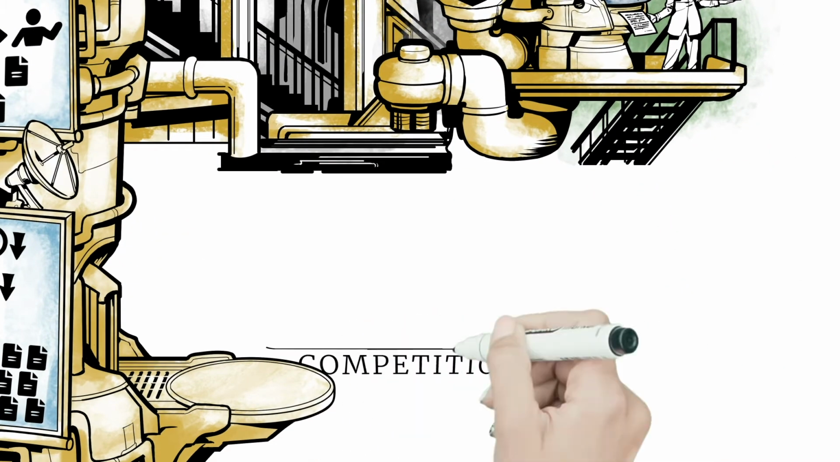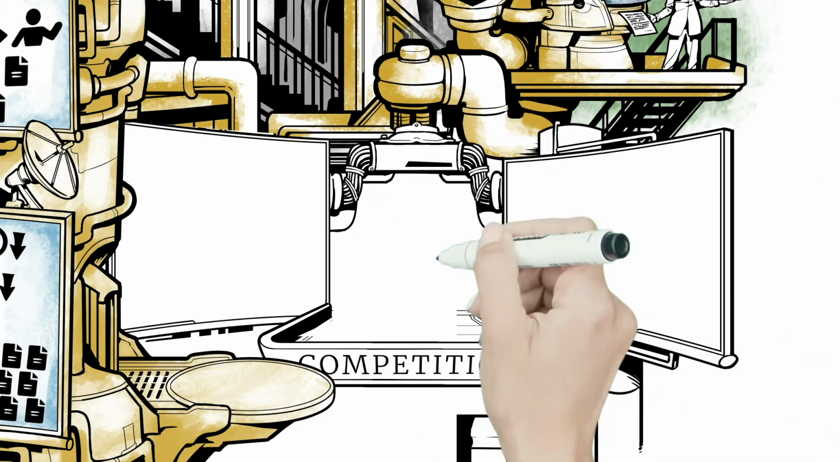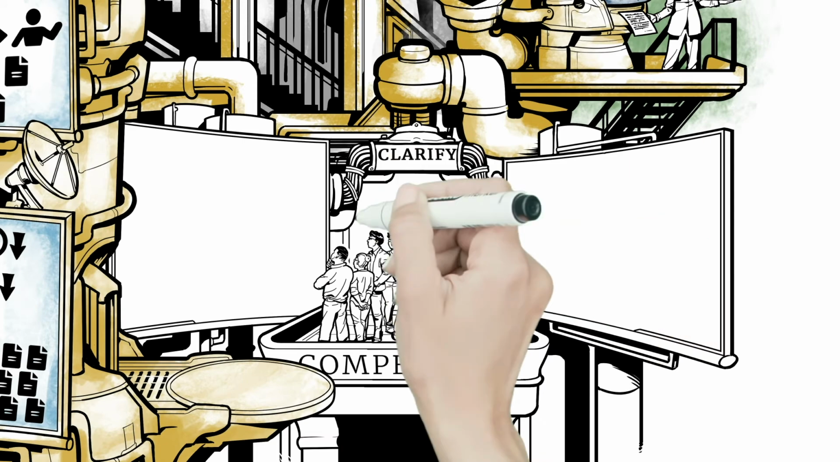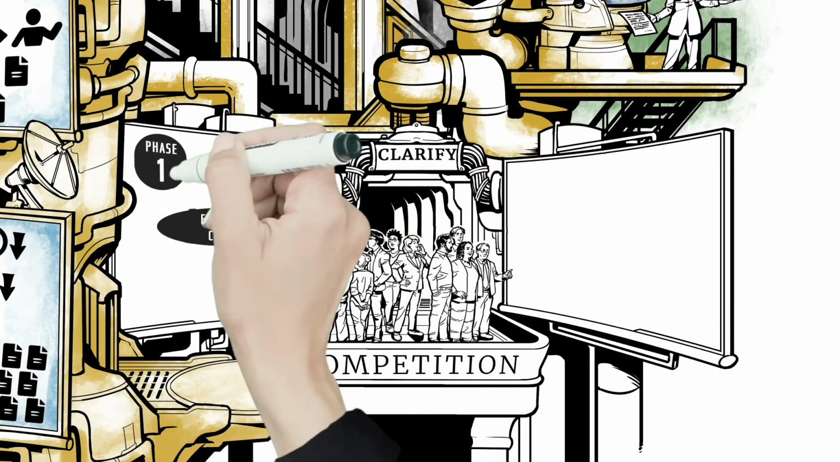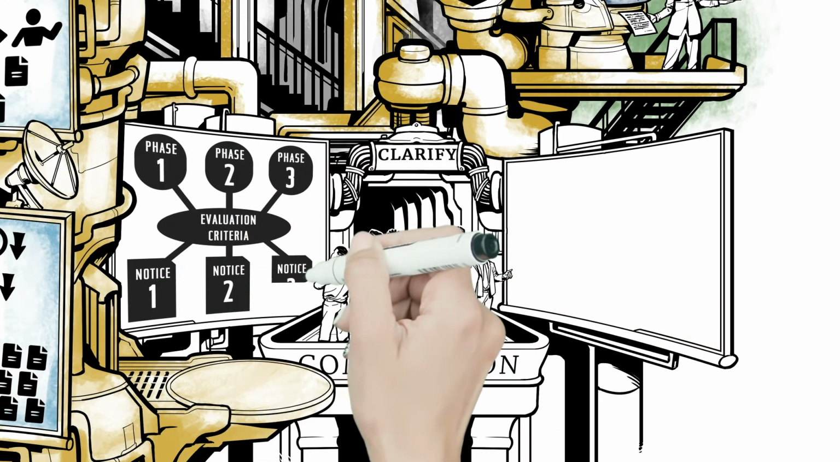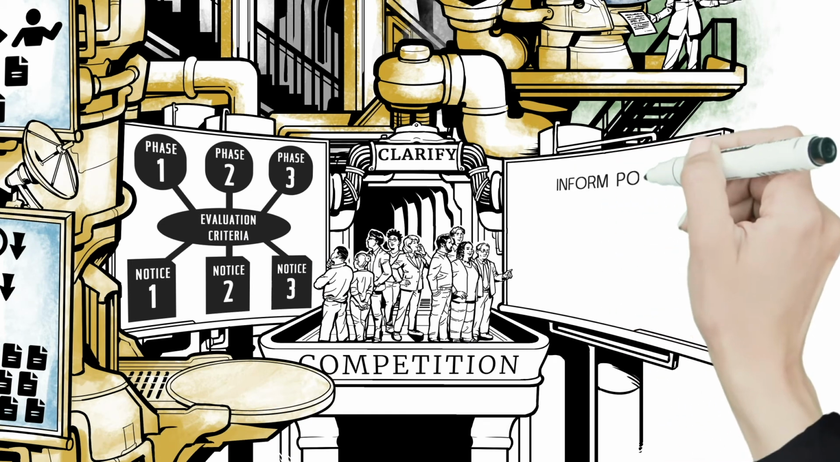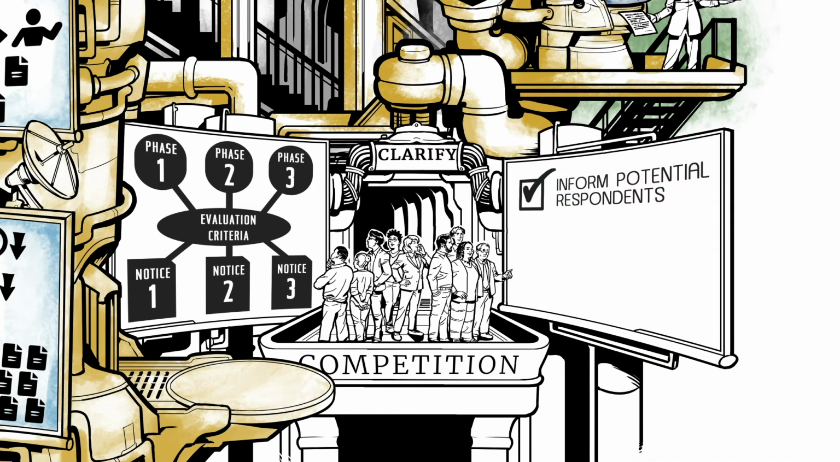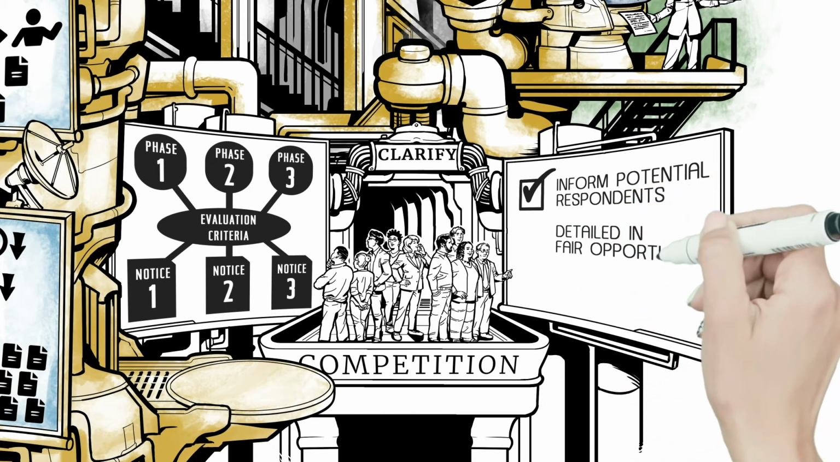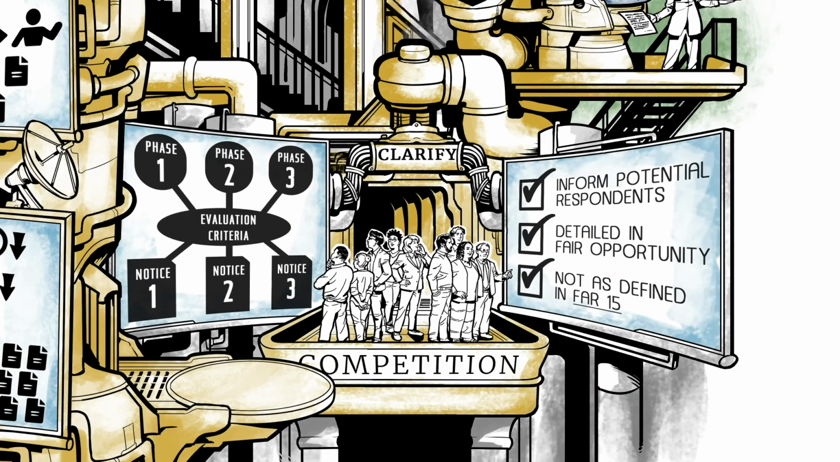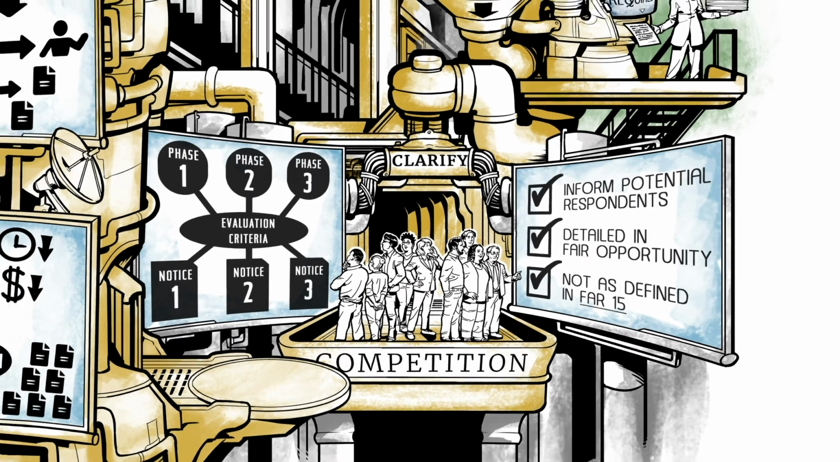When it comes to requesting proposals, be clear and transparent. Clarify the phases and submission requirements. Make sure to establish evaluation criteria for each phase and publish a notice that describes the acquisition and the criteria that will be used in each phase. This notice should contain enough information for potential respondents to make informed decisions about whether to participate. All phases should be identified and detailed in the Fair Opportunity Notice. This is not considered a competitive range determination as defined in FAR 15.